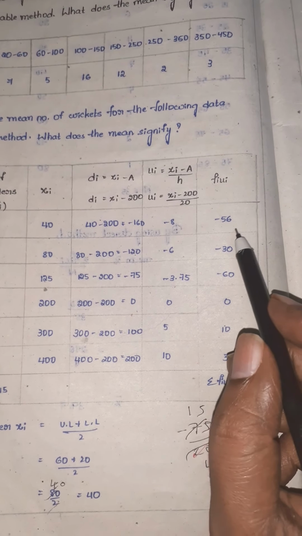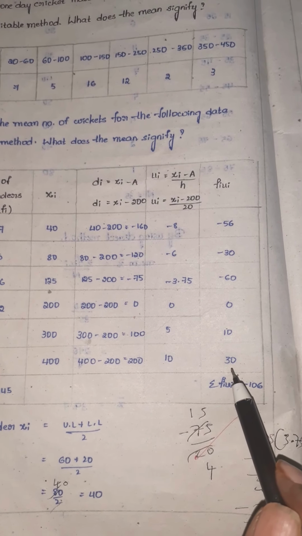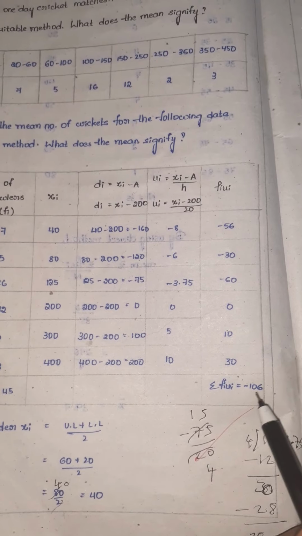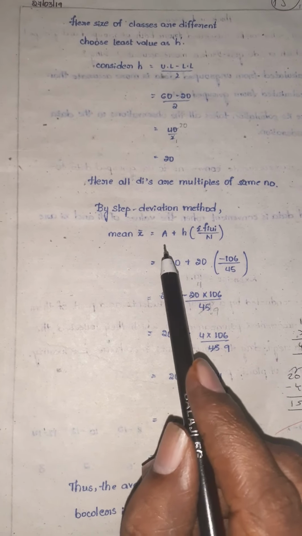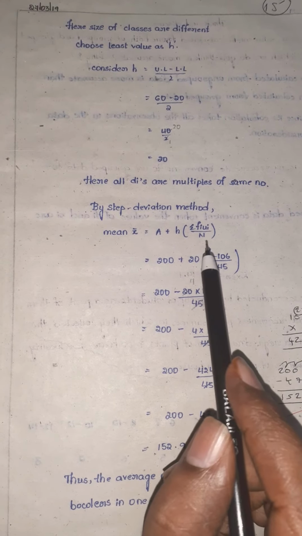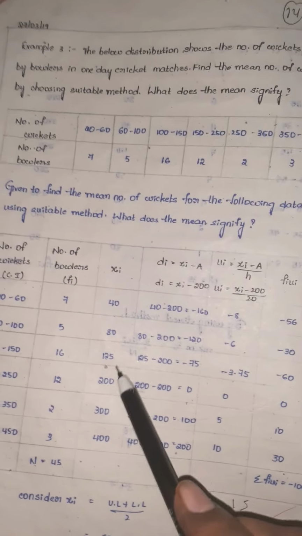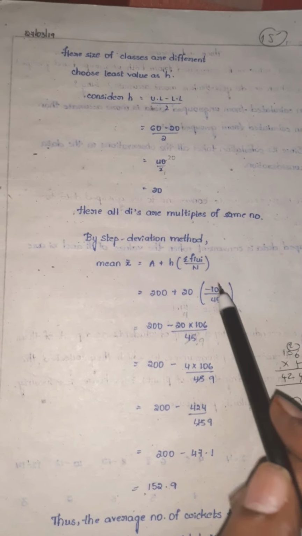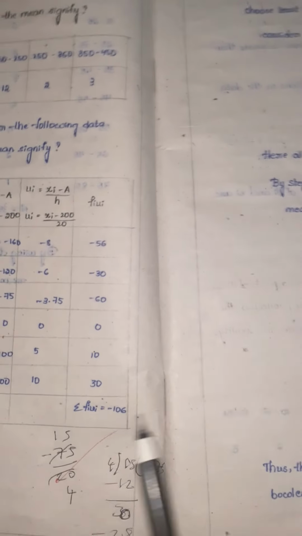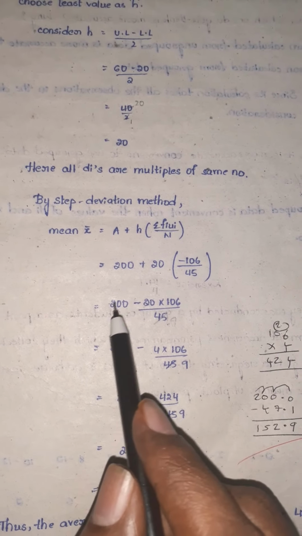Next, do the negative numbers addition. 60 plus 56 is 116. So minus 116 plus 10 is how much? Minus 106. The bigger number has a negative sign. Now by the step deviation method, the mean formula is x bar equal to a plus h into sigma fi ui by N. So the a value we have taken in the table is 200, plus the h value 20, sigma fi ui is minus 106, and capital N is 45.